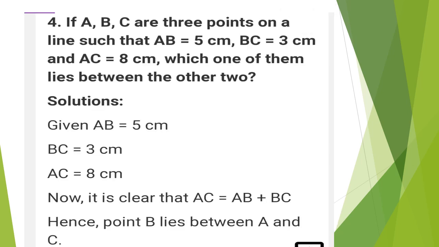Question 4. If A, B, C are 3 points on a line such that AB is equal to 5 cm, BC is equal to 3 cm and AC is equal to 8 cm, which one of them lies between the other two? Given AB is equal to 5 cm, BC is equal to 3 cm, AC is equal to 8 cm. Now it is clear that AC is equal to AB plus BC because 8 is equal to 5 plus 3. Hence, point B lies between A and C.